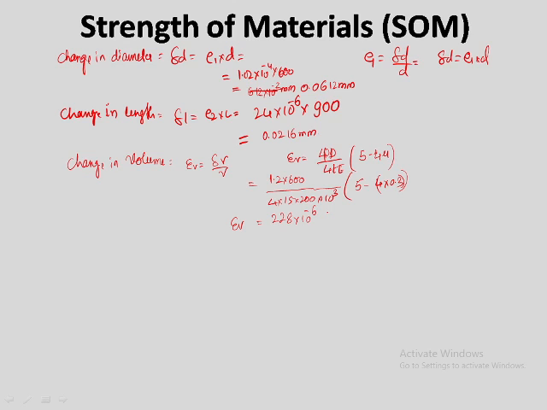the change in volume. Now we calculate the change in volume. Delta V equals Ev into V. Ev is 228 into 10 to the power of minus 6. Volume is pi by 4 into D squared, 600 squared, into length. Now you find the change in volume.